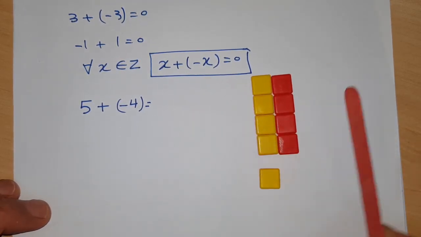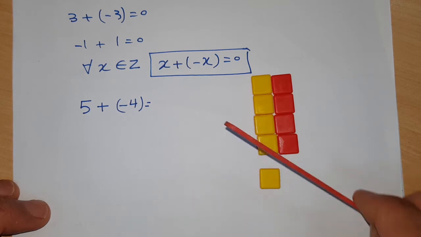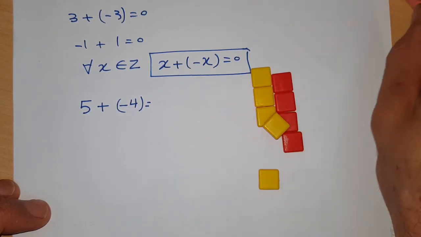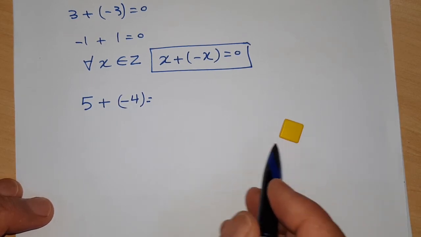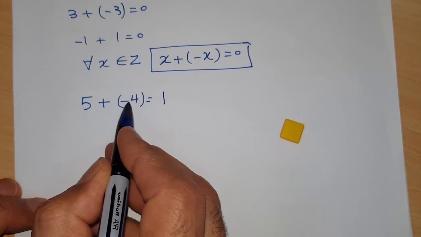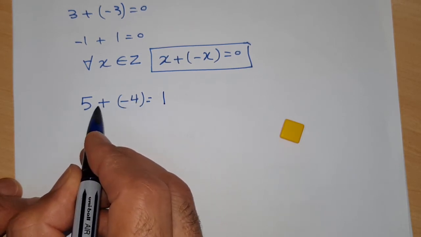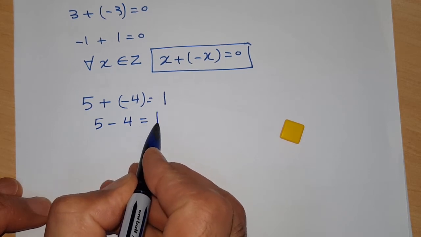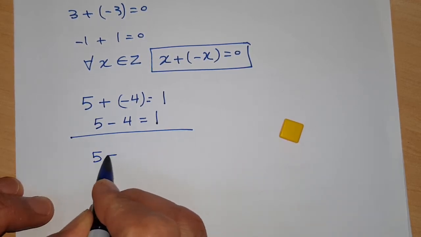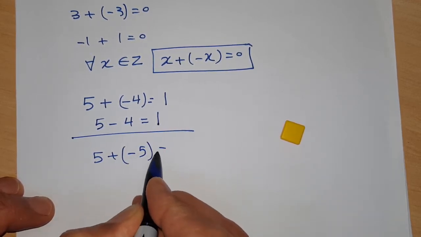Until here, negative 4 plus 4 equals 0. This part now is already 0. So you have 1 remaining now. Remaining means I really subtract. 5 plus negative 4 is the same as 5 minus 4. Yes? Good. 5 plus negative 5, what will it be?